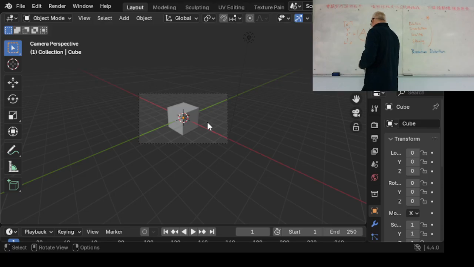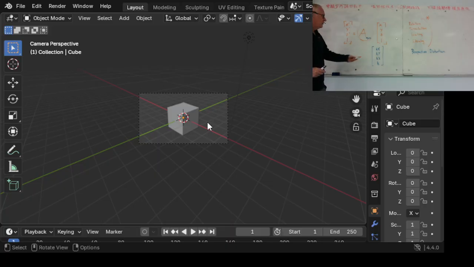AX, AY, AZ, and K. So if K is 1, then we get this one, right? Because this is 1 times X, 1 times Y, 1 times Z. But now the mapping from real world coordinates to homogeneous coordinates is not unique anymore.